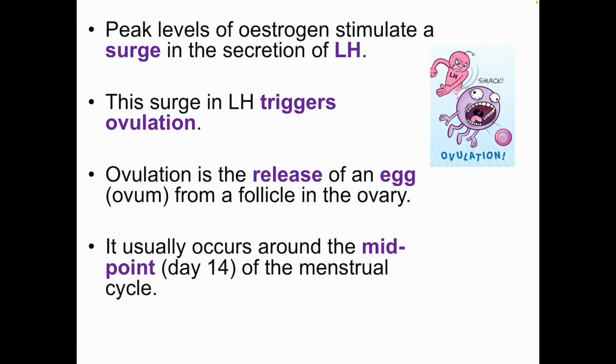When the estrogen levels reach their highest peak, this stimulates a surge in the secretion of LH. The surge of LH triggers ovulation, which is the release of an ovum from a follicle. And this usually occurs around halfway through the menstrual cycle at around day 14.